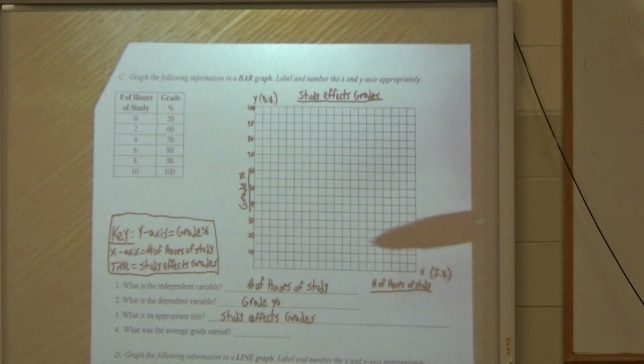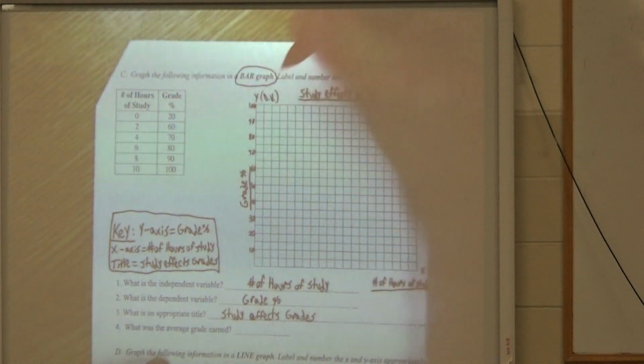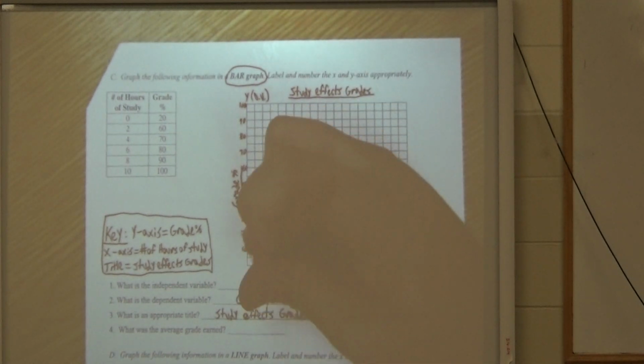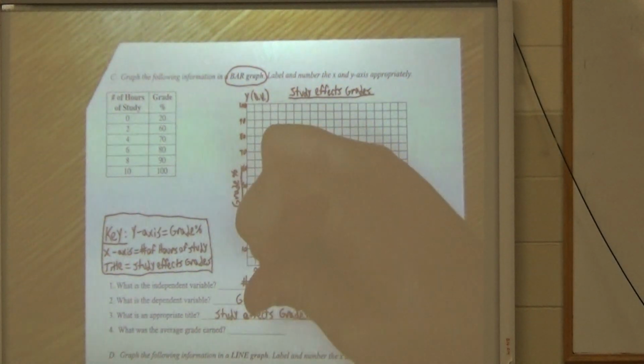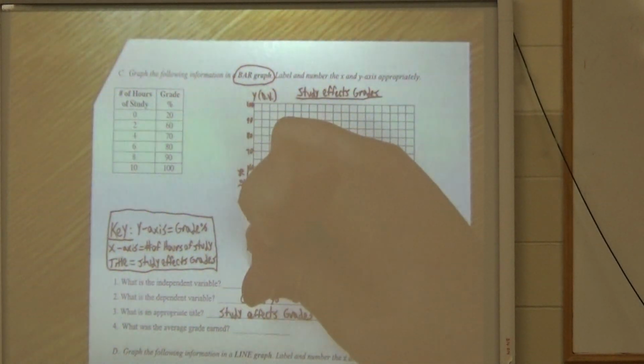Now, what I did, looking at this, I was like, well, we have a 0, so I need to have space since it is a what? Bar graph. I circled that. It's a bar graph, from my assumption. We have to make space for it. So I went ahead and went 0 here. Blocked it off.